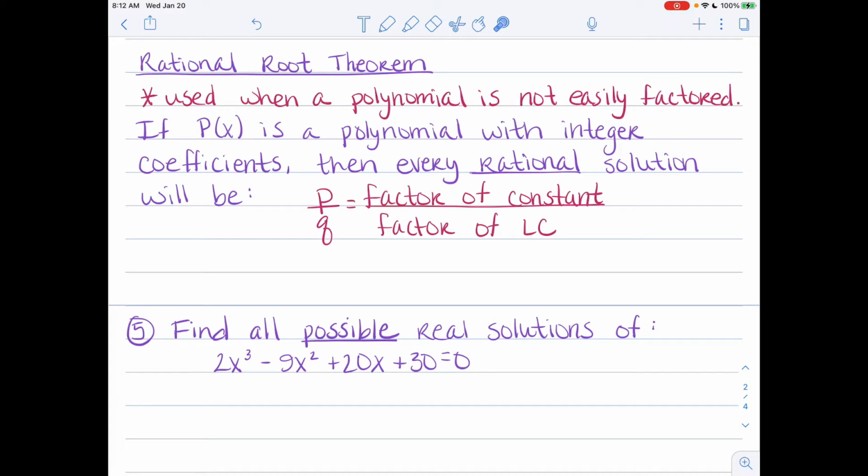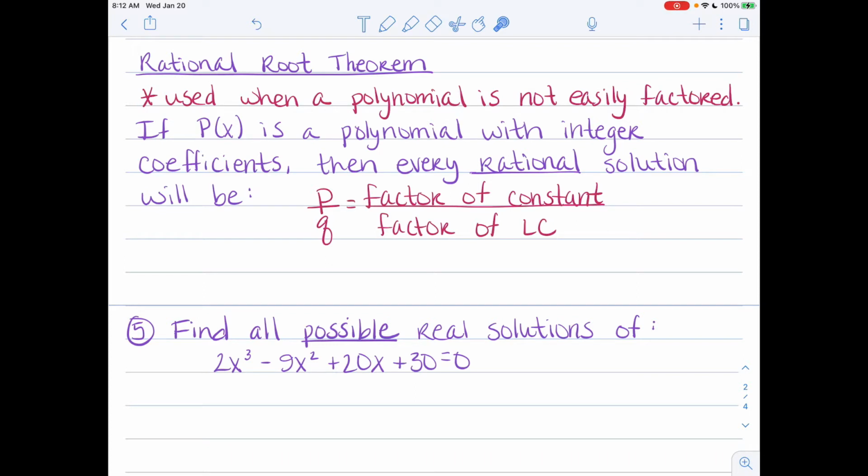Okay, so the rational root theorem is a way to factor when we come across a polynomial that we don't have the skills to otherwise factor. So it's used when a polynomial is not easily factored. Here's what the rational root theorem says.